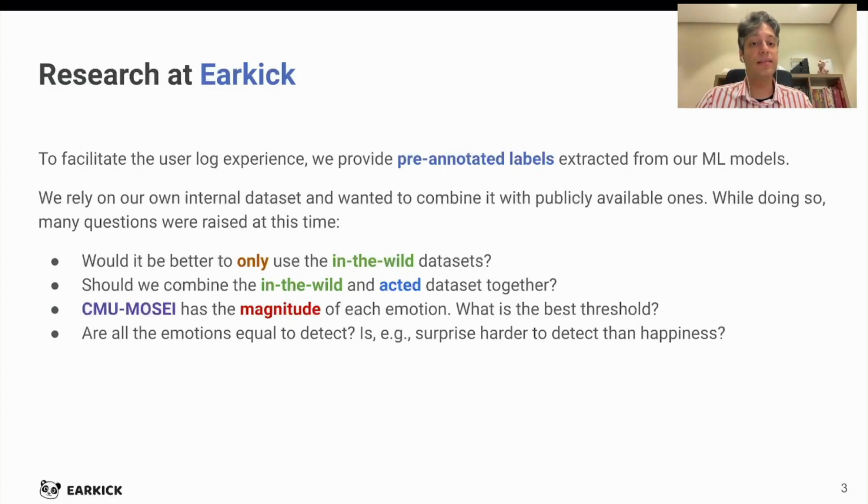While investigating the largest of the in the wild datasets, CMU MOSEI, we found this factor of a magnitude for one emotion. But how should we use this? Should we use the default threshold that everybody uses or should we use another threshold? And we wanted to investigate this in this presentation. We also had some philosophical questions like, are all the emotions equal? Should surprise be harder to classify than happiness? Let's see.